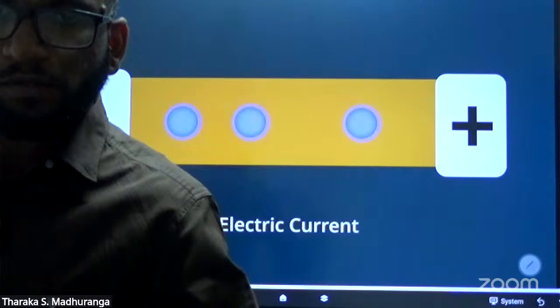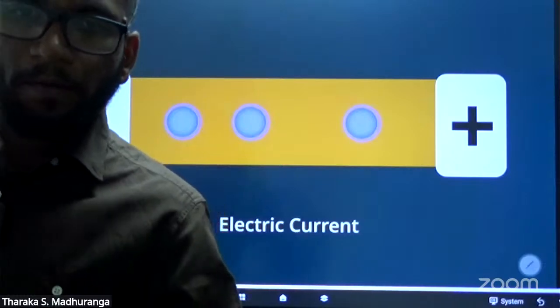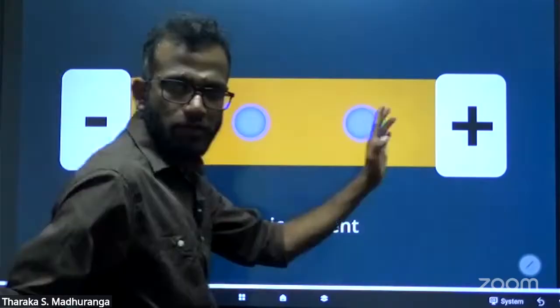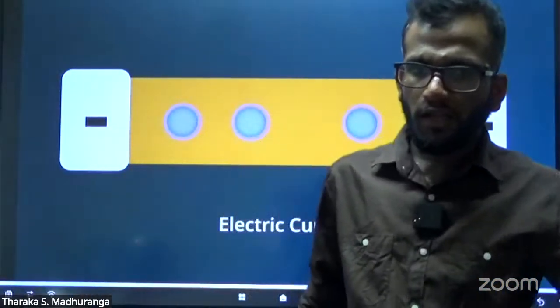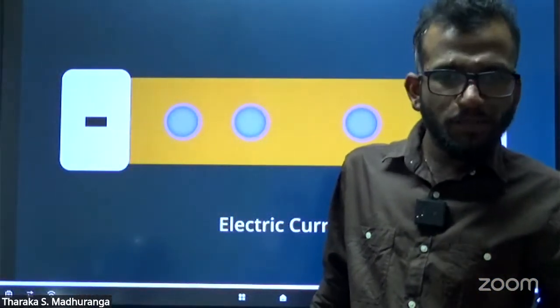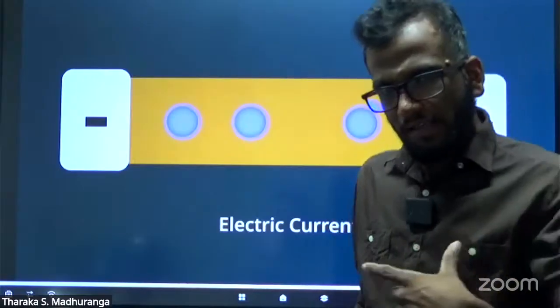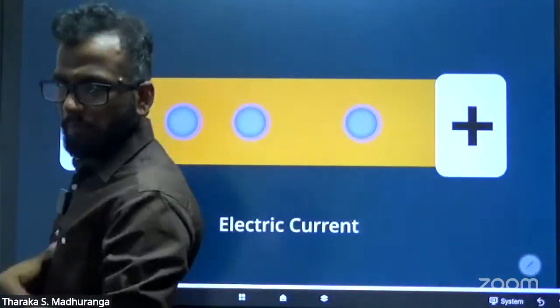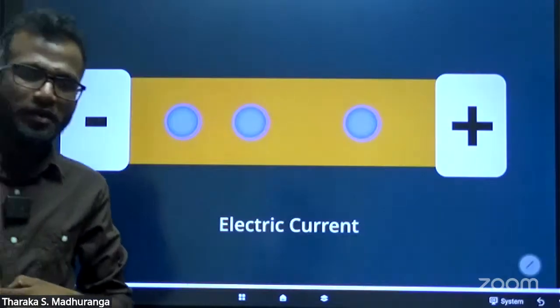Very good. Electrons. Do you know? I'm testing your basic knowledge. Okay. If you don't know, we can start from the very basic level. If you already know, we can start from the middle.